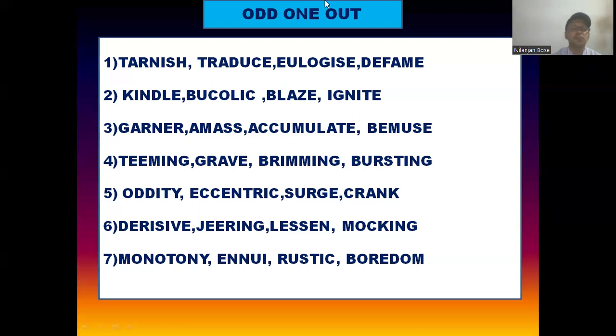And the last question is monotony, ennui, rustic, and boredom. Monotony, ennui, and boredom, all the 3 words mean बोरियत. अगर कोई बोरियत महसूस कर रहे हैं, monotony word comes from monotonous, right? So these 3 words are in the same category, indicating boredom, बोरियत. So rustic is the word you were searching for. That should be the odd one and it should be out. Rustic means rural, having some rural background. अगर किसी का है तो उसको हम लोग rustic nature के बोलते हैं.